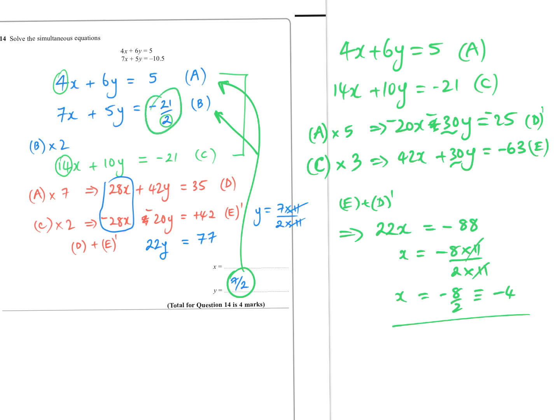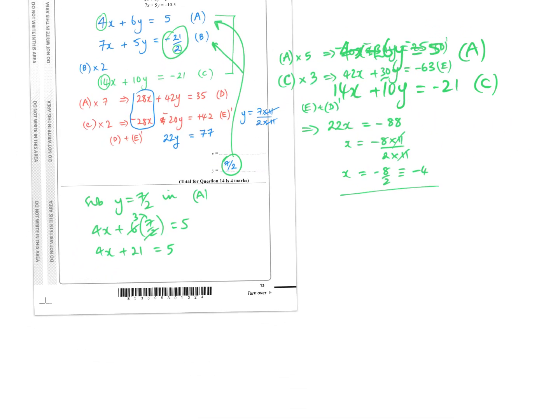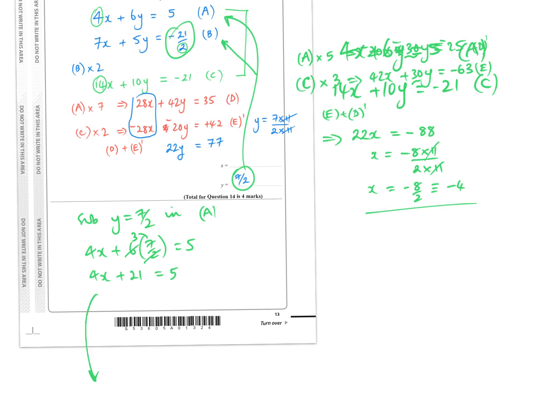So if I sub y is 7 over 2 in A, then that would give me 4x plus 6 lots of 7 over 2 equals 5. This 2 and this 6 would cancel to give a 3, and 3 sevens are 21. So 4x plus 21 is 5, which will then give you, down here, 4x would be minus 16, so x would be minus 16 over 4, which again is minus 4.